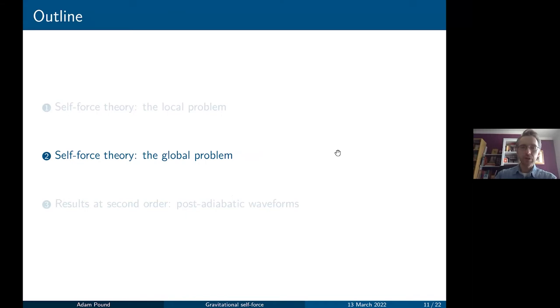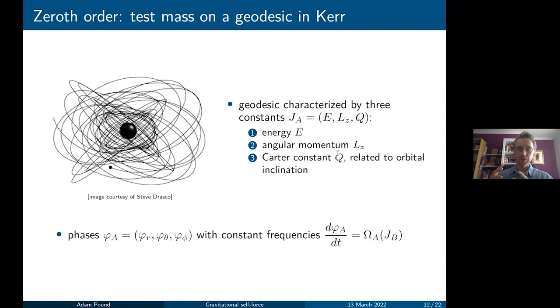Now let me go to the global problem. So the global problem is, okay, I've got a small body in my Einstein equations. I know how to deal with it now. I'm skipping over a lot more details of how to do that. But take it as given, we've got that. We've got an equation of motion. And now the question is, okay, let's take a particular external background. Let's take it to be the Kerr metric of the big black hole. How do we now solve the field equations globally in that background?